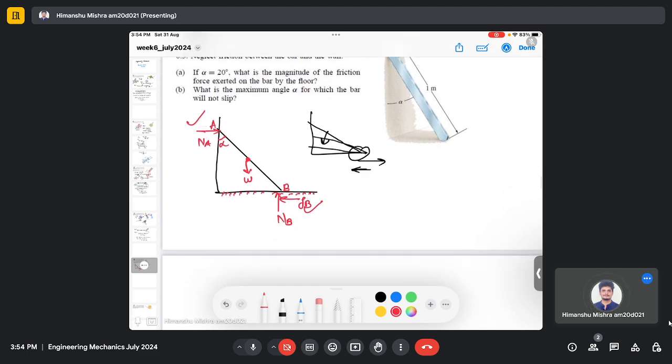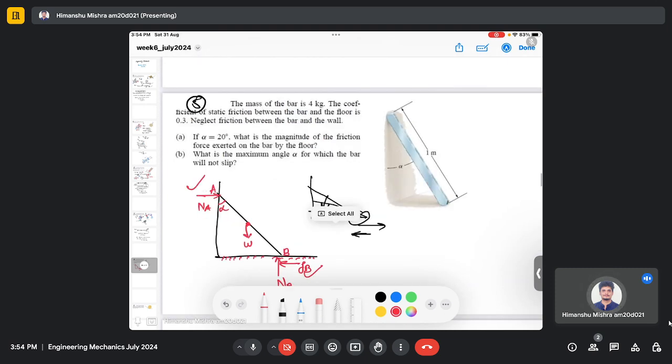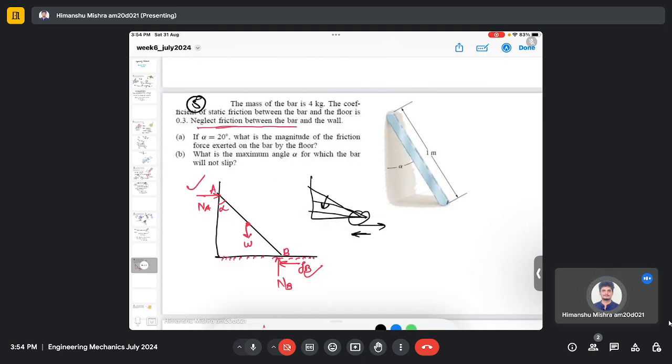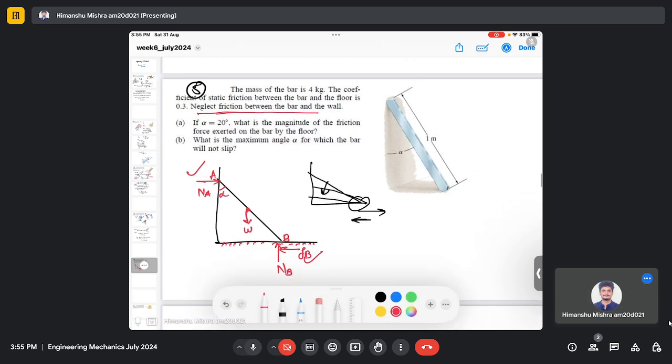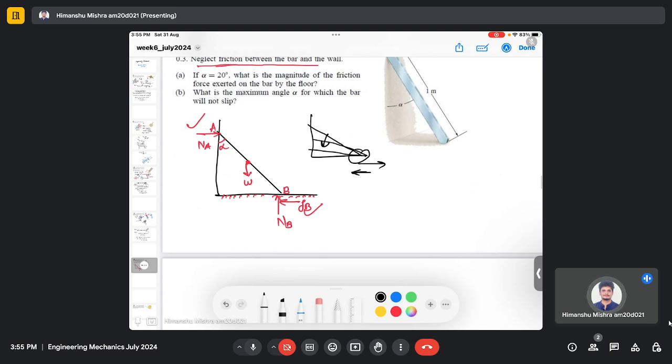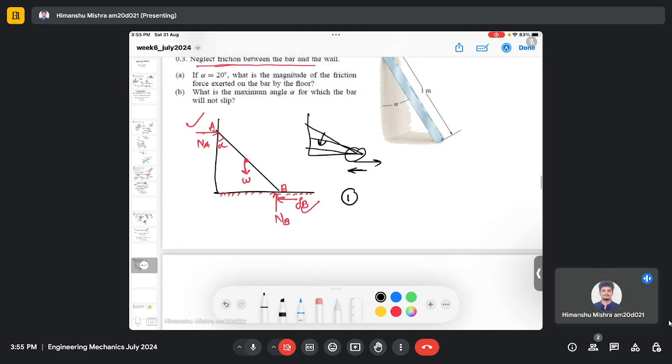And there is no friction force acting on point A, because we have been given in the question to neglect the friction between the bar and the wall. Right, so the first part is, we have been given alpha which is 20 degrees, and we need to find the friction force, FB.